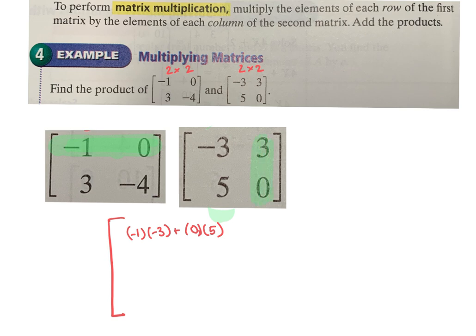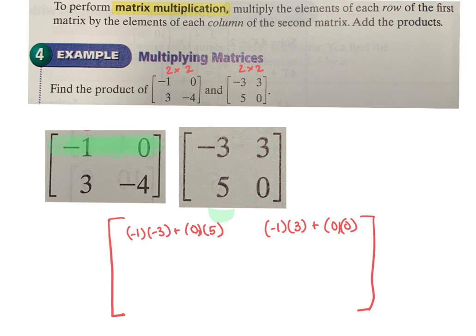Same row and second column. And I'm going to say negative 1 times 3 plus 0 times 0. Now, once I've exhausted my columns of my second one, I'm done with that row. Okay? So I'm completely done with that row. I will not need it again.